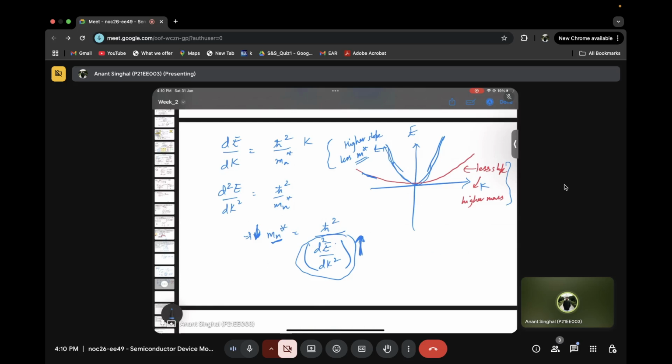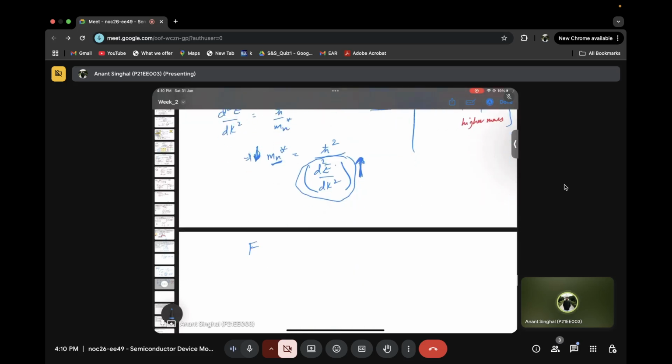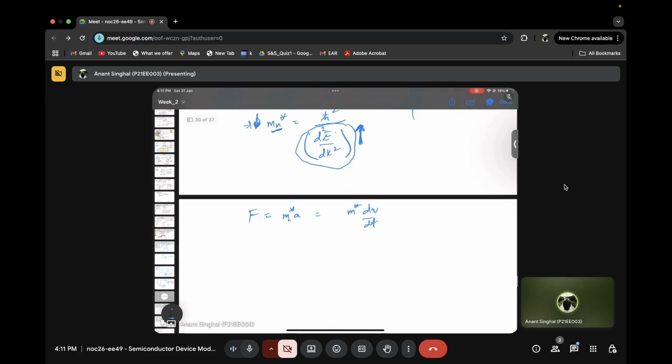So if we even apply some more basic concepts, we know that according to Newton's second law, F is nothing but ma, and a we know is nothing but dv by dt. Why I'm doing it is because I want to give you some clarity regarding the velocity also. And we know that the force is nothing but charge times electric field also. So I can easily write dv by dt as, okay, not this. It should be qE by mn star.